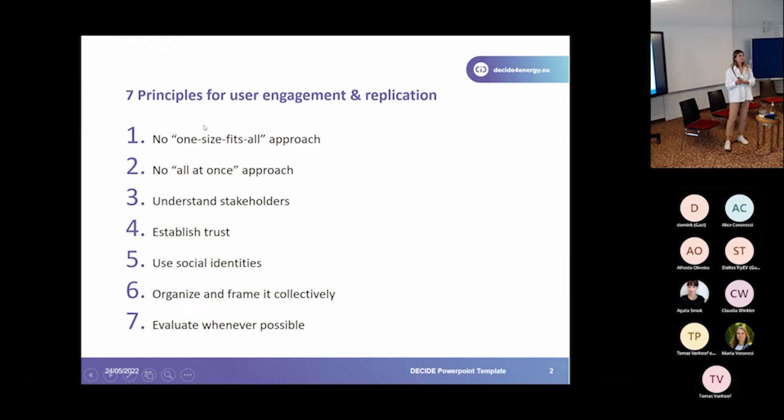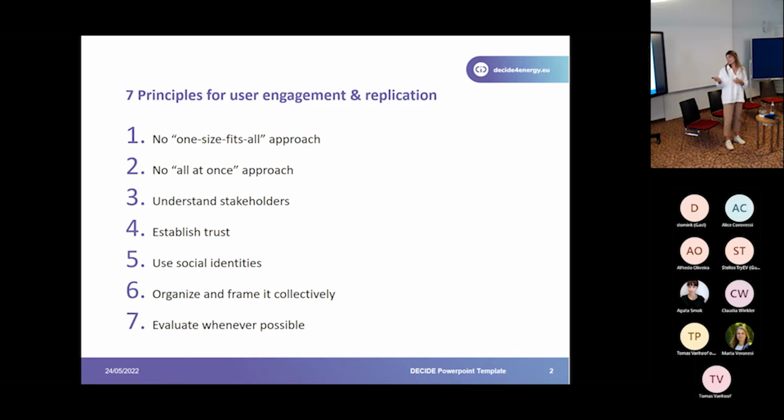The first 2 slides will be familiar to those that have been here already yesterday. So I will just quickly recap on our 7 principles for user engagement and replication for user engagement. Basically, I think probably the 2 most important ones, maybe, are the first 2. So basically what we already heard a lot of times now today, right? No one-size-fits-all approach. It's very much based on each initiative, and each initiative has its own development and therefore has to use its own context.